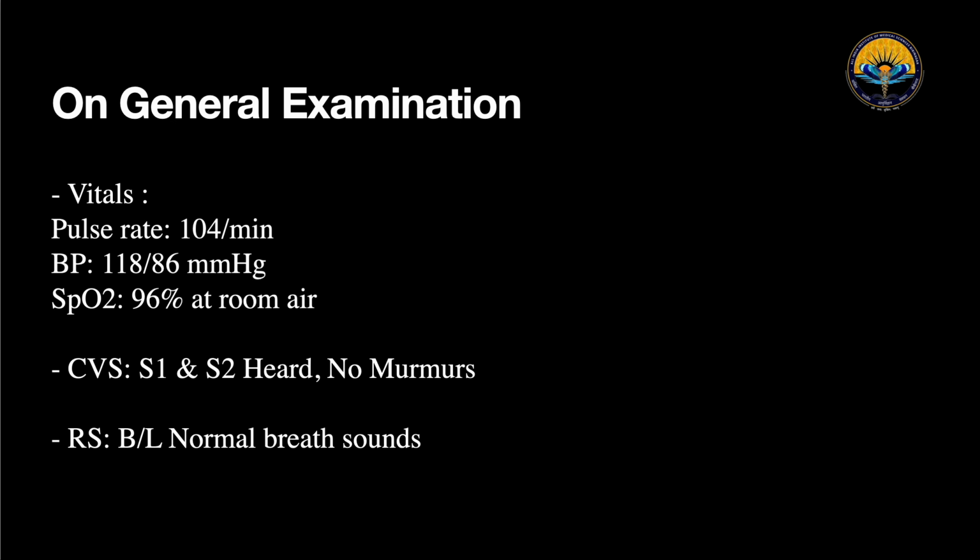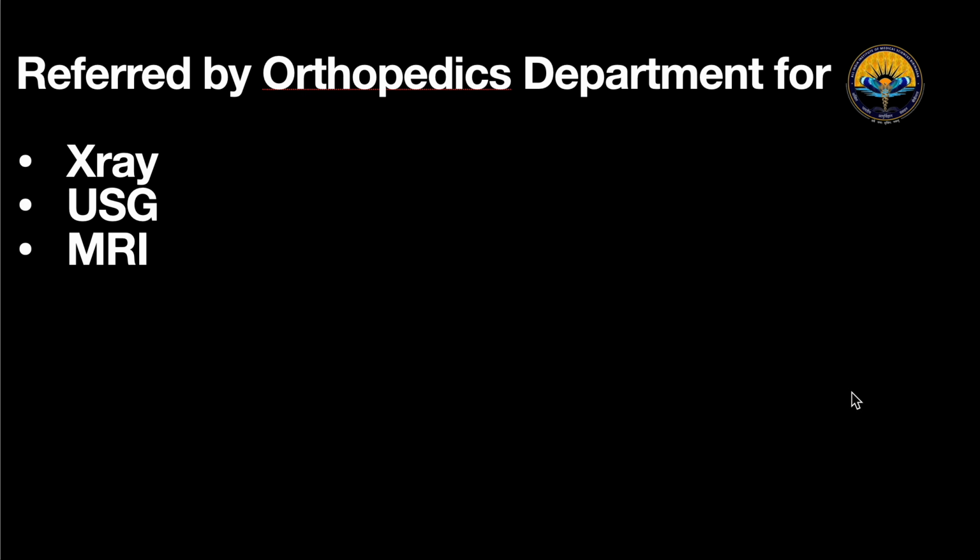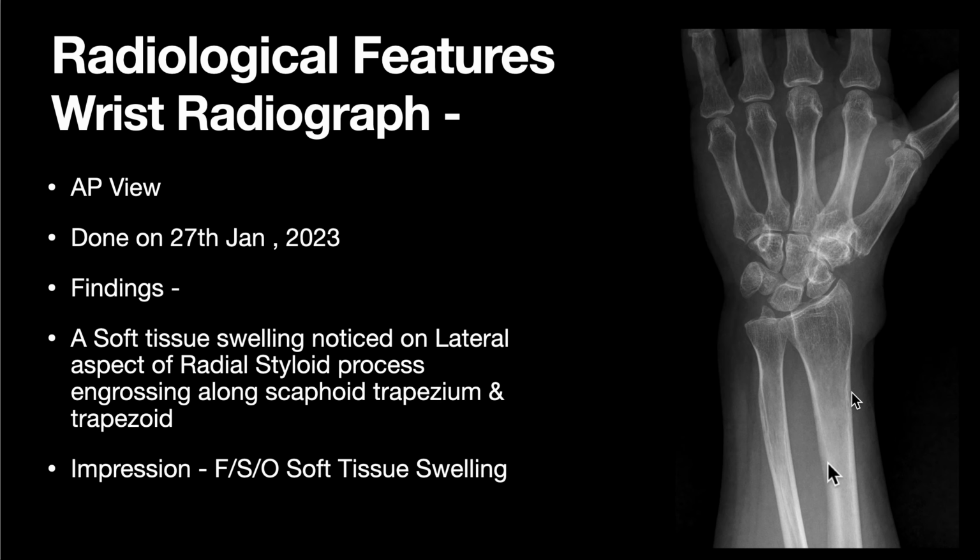On general examination, her vitals, CVS, and respiratory examination were normal. However, on physical examination, we could see a 4 into 2 centimeter swelling on the lateral aspect of the right wrist. She was referred by the orthopedics department for an X-ray, ultrasound, or MRI. So, coming to the radiological findings which we saw in this case.